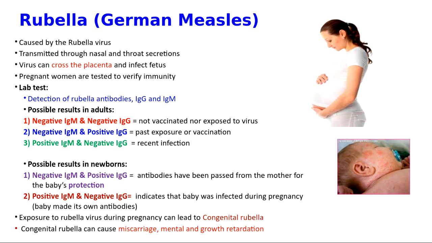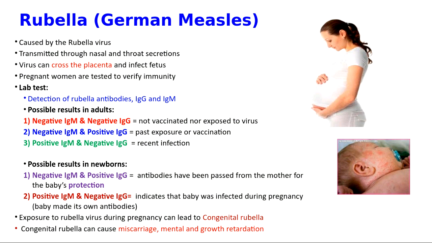Rubella, and this is part of the MMR. We get at least 2 doses of rubella vaccine because we want to prevent the German measles. Having the German measles is not a big deal. It is usually 3 days. You will feel a little under the weather, a little flu-like symptoms. It is transmitted through nasal and throat secretions, so, sneezing and coughing.